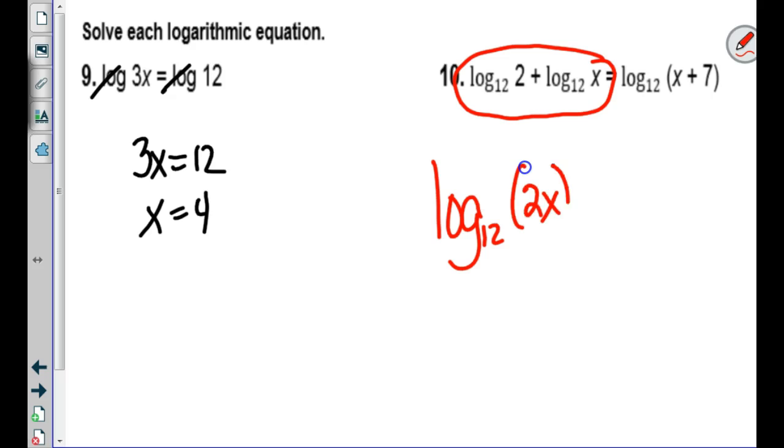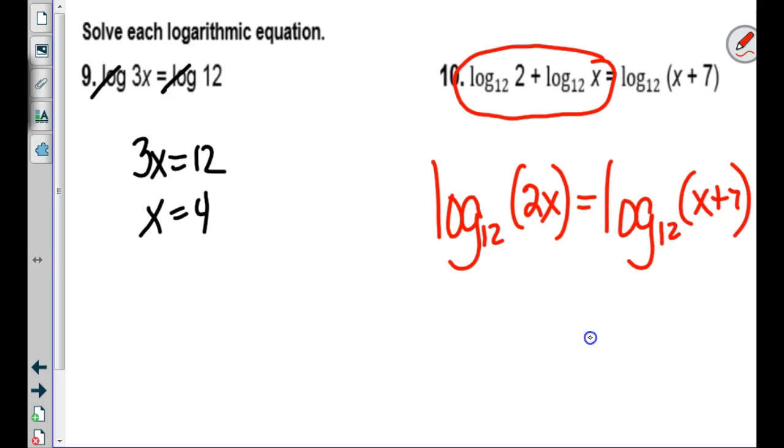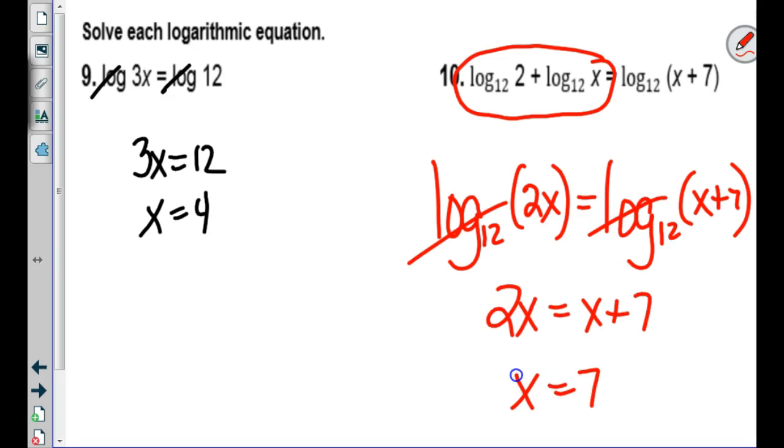Yes, 2x. And then over here we have log base 12 of x plus 7. Now, do we need to go to the 12th power, I mean, to base 12? You could, but it's going to go away on both sides. They're just equal because they're both the same log base. So we have 2x equals x plus 7. If we subtract, we get x equals 7.